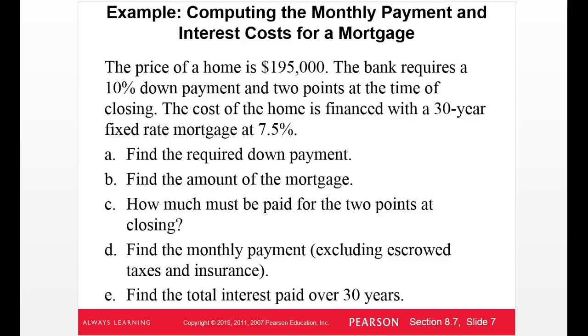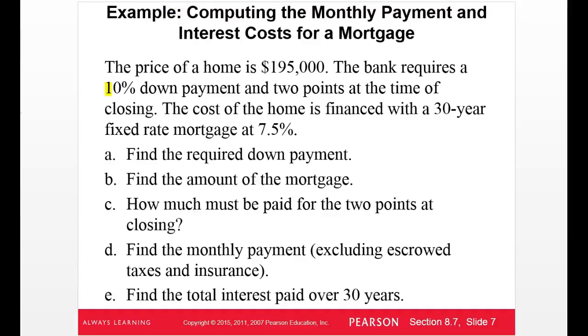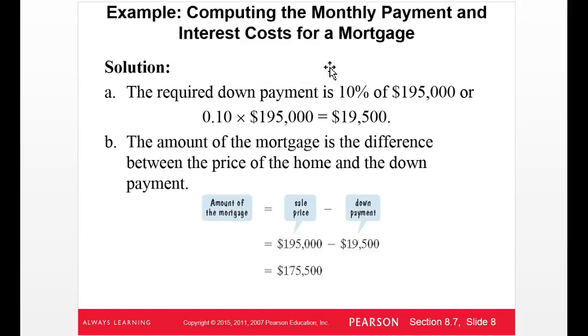All right, so let's see if we can do this. We've got a $195,000 home, and the bank wants you to put 10% down, 2 points at the time of closing, and the cost of the home is financed with a 30-year fixed rate mortgage, 7.5% interest rate. So when we want to come up with the required down payment, well, we're going to pay 10% down of that. So 10% of 195,000 is 19,500. That's how much we have to be able to afford to put down at the time.